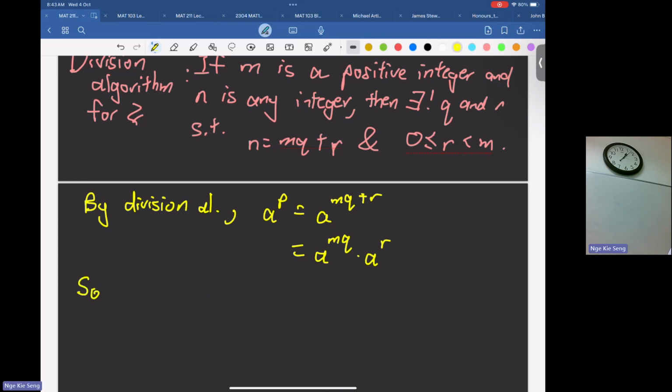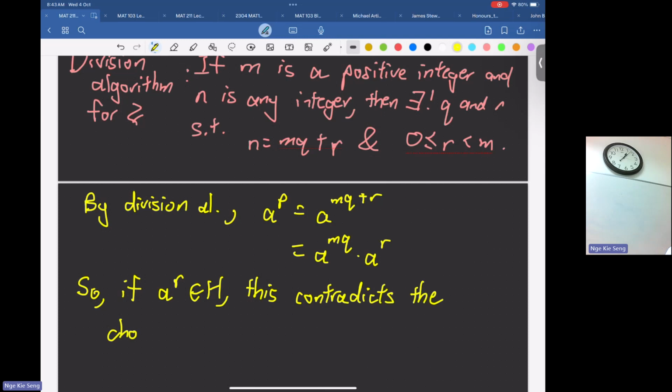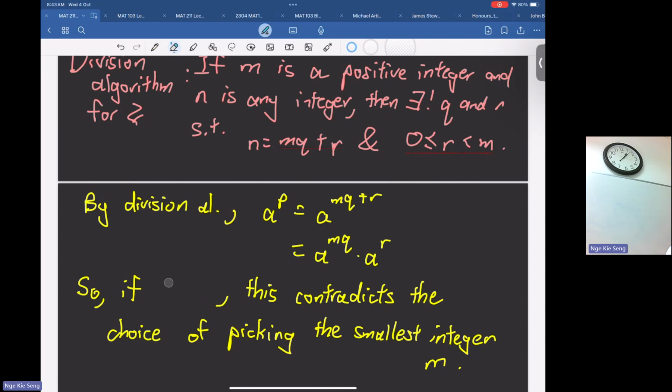So if AR is in H, this contradicts the choice of picking the smallest integer M. Okay, so let me write it again. So if R is greater than 0, this contradicts the choice of picking the smallest integer M.